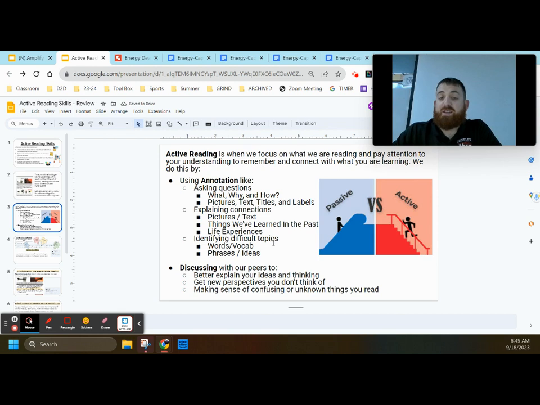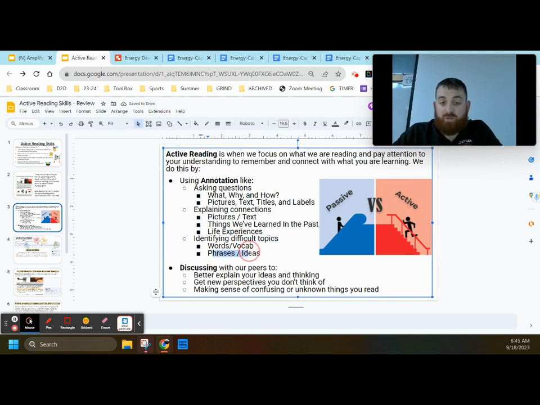Last but not least, we identify difficult topics. So words, vocab, if there's any phrases or ideas, we identify the things that we don't quite understand or maybe need clarification on. And last but not least, we discuss what we read with our peers. For this activity, we'll be diving into some discussions and looking at better explaining your thinking and ideas, getting a perspective that you didn't think about, and making sense of that confusing stuff that we're a little unsure of.